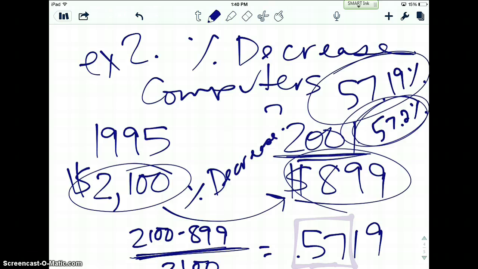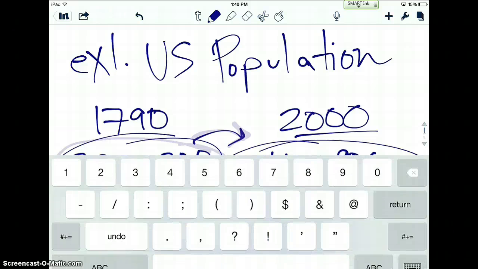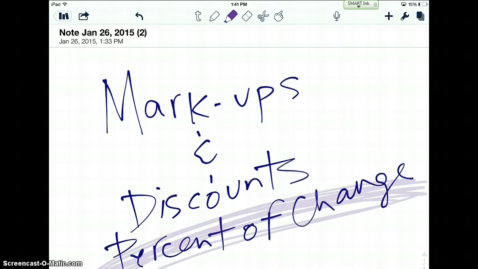Okay? Alright, so that's what we're going to be working on in class tomorrow. Percent of change. Markups, markdowns, percent of change. It deals with population, and it deals with money. Okay? We can find the change in anything.